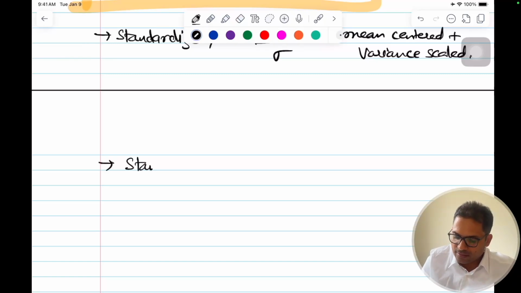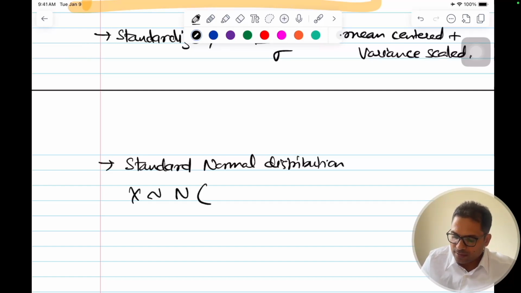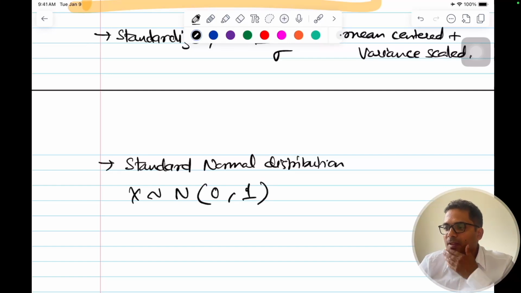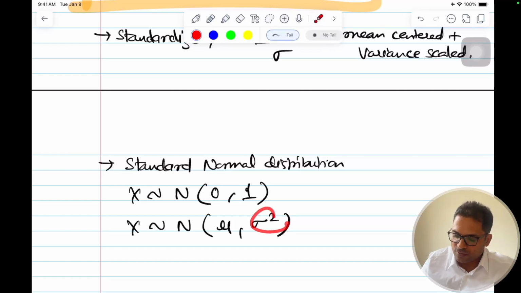So there's something called standard normal distribution, when the mean is 0 and the variance is 1. This is given by x belongs to N(0, 1). So when we have such an equation, we call this standard, and in general it is given by normal, that is N, given by mu and sigma square. This is our variance, this is our mean, so I'll write it down.